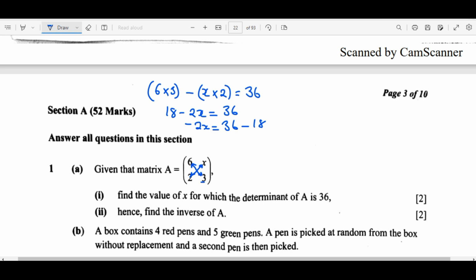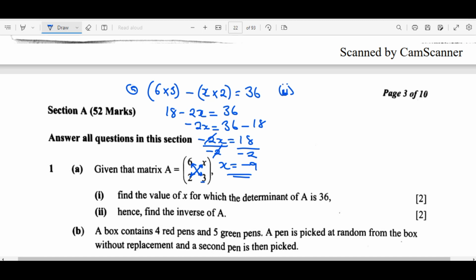When we subtract there, what are we going to have? Negative 2x is equal to 18. And then we can solve for x. So here we divide by negative 2, here negative 2. When we cancel out there, 18 divided by negative 2 gives negative 9, meaning that the value of x is negative 9. So this was A, and then we can look at B, the second one.